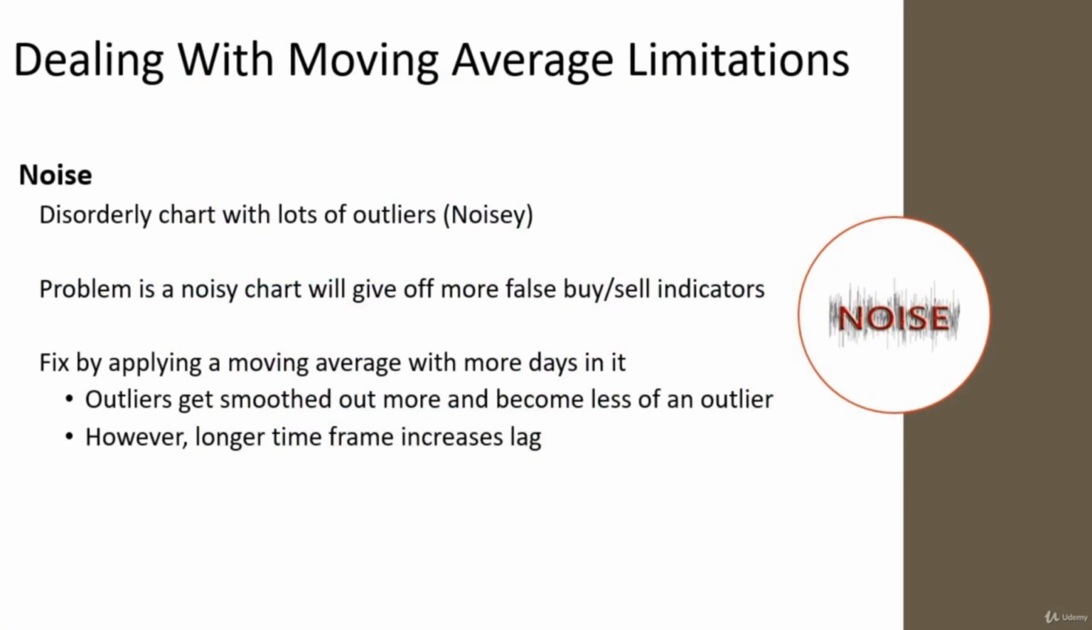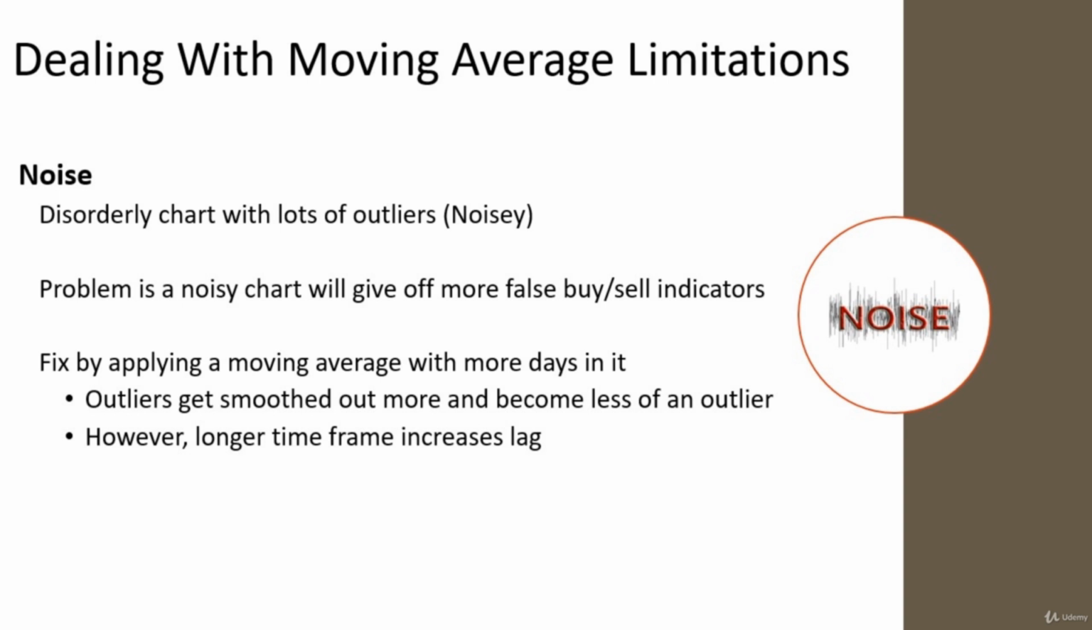Another limitation of moving averages is noise, right? If you have a disorderly chart with lots of outliers, it's kind of noisy. You have spikes, high prices, low prices. It doesn't seem very organized. A noisy chart can give off more false buy and sell signals, right? It's going above and below the line, whipsawing a lot. It just seems to be all over the place.